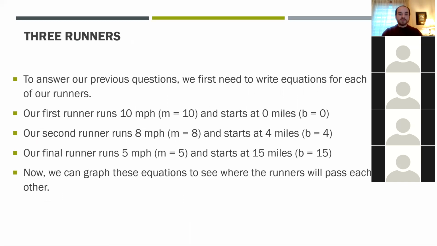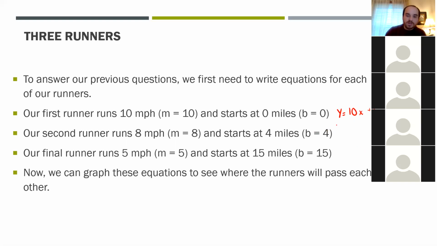So to answer our previous questions, we first need to write equations for each of our runners. We still don't need to write any of this down. This is just an example problem, so I'm just going through it step by step. But our first runner, Brennan, runs at 10 miles an hour. So his slope is 10. He's running 10 miles per hour. His change in distance per hour is 10. He starts at 0 miles. So his y-intercept in this case is 0. So Brennan's equation is going to be y equals 10x. We could have a plus 0, but we don't really need that. So we just have y equals 10x.